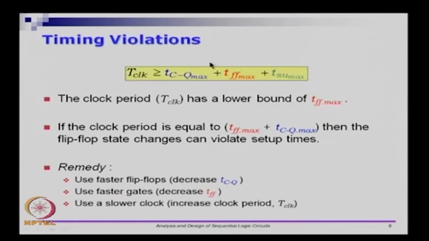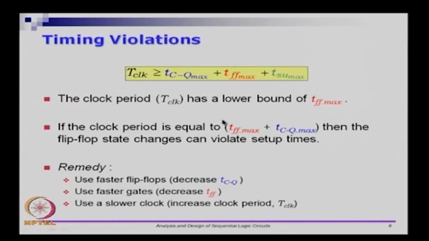What could happen is, if you violate that condition, that T clock is greater than the summation of these, then we have what is called a setup time violation. The first thing is T clock is bounded by TFF max. However fancy your flip flop is, the flip flop only controls TCQ and TSU. So instead of a D flip flop, if I use a T flip flop, or get a better design for a D flip flop, it can only change TCQ and TSU max. This TFF max is a function of the combinational logic that you used. So T clock has a lower bound of TFF max.